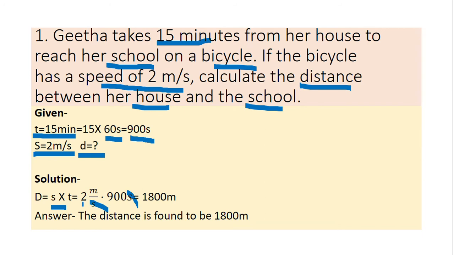So remaining we have 2 into 900, which is 1800. Meter is the unit which is left out. So distance in meter, so no doubt 1800 meter is the answer, right? Now we will move on to the next problem.